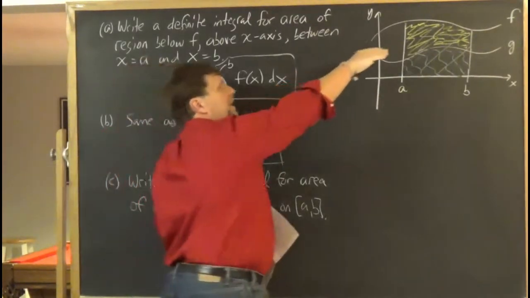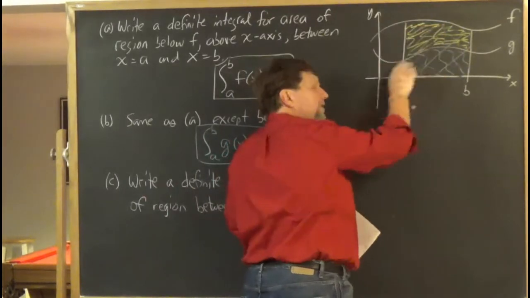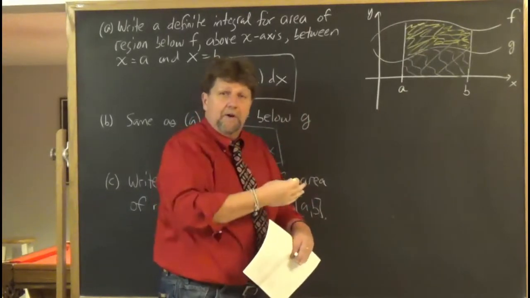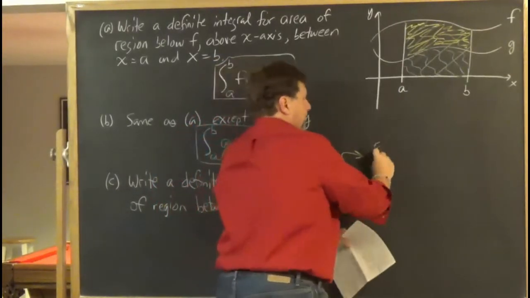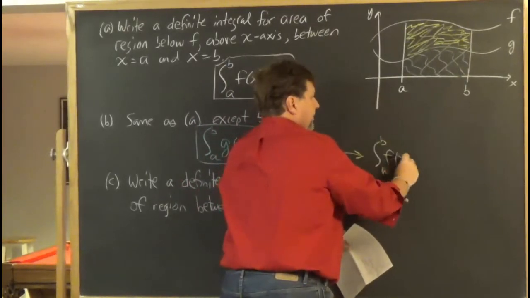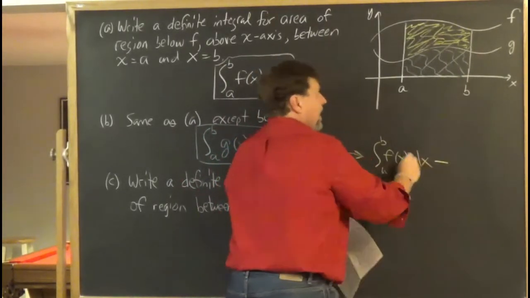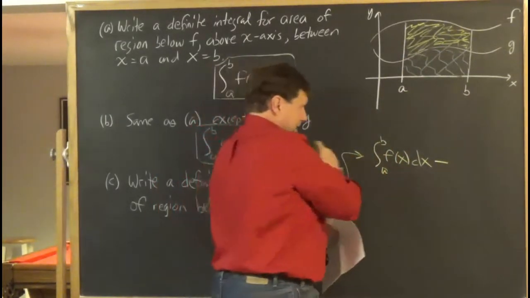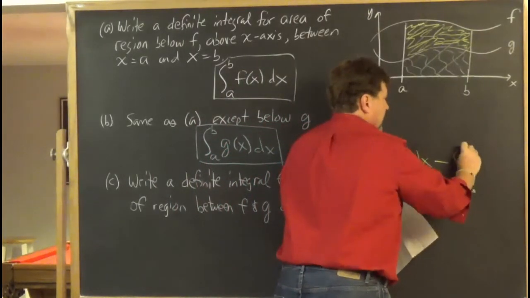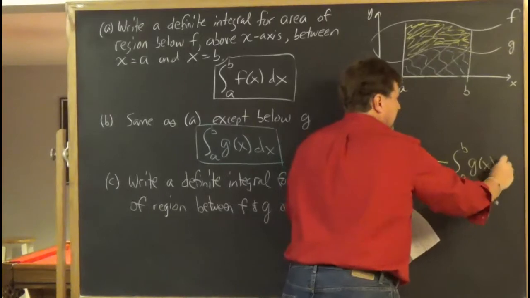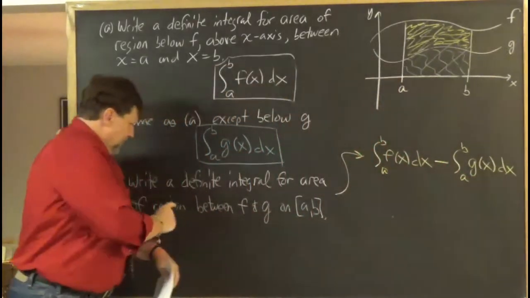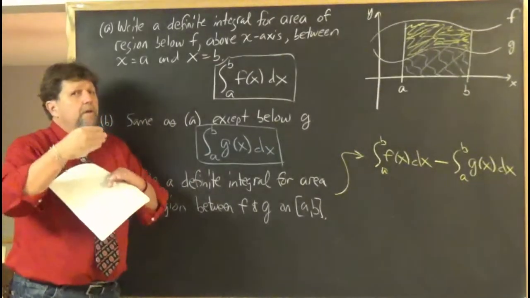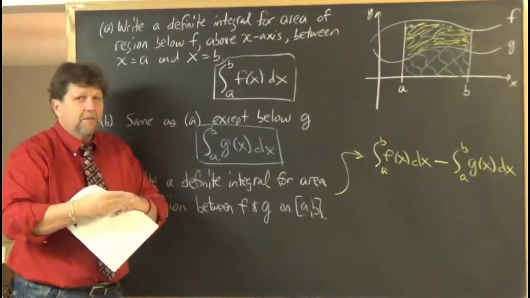We take the area that's below the graph of f and subtract off the area that's below the graph of g. The area below the graph of f is the integral from a to b of f of x dx. Subtract off the area that's below the graph of g. Well, that's what we did in part B: the integral from a to b of g of x dx. But the directions say write a definite integral, not two definite integrals.